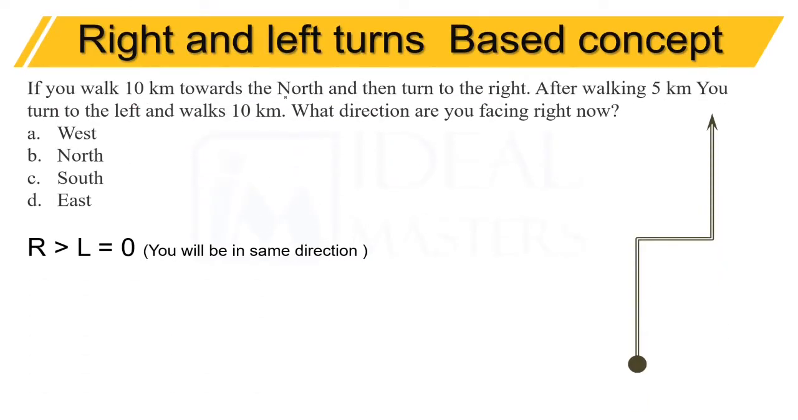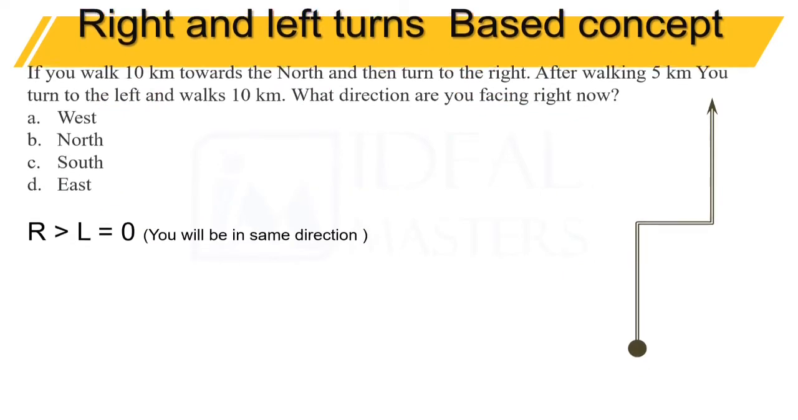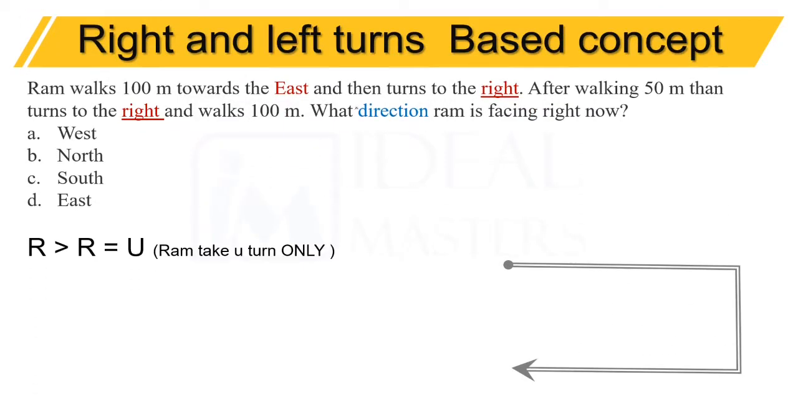Now, if you walk 10 kilometers towards the north and then turn to the right, after walking 5 kilometers you turn to the left and walk 10 kilometers, what direction are you facing right now? This is the diagrammatic solution. But in our terms, it is only the principle number 3. What was that? Let me remind you, it was about the cancellation. Right then left means to come back in the same direction. So the answer is north.